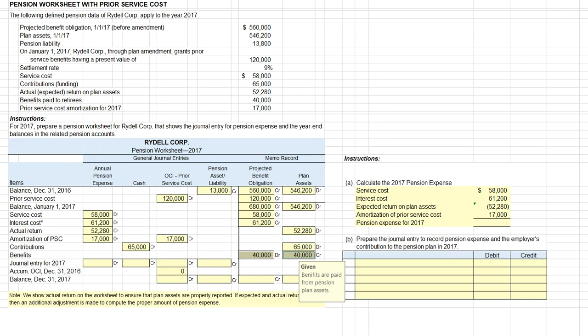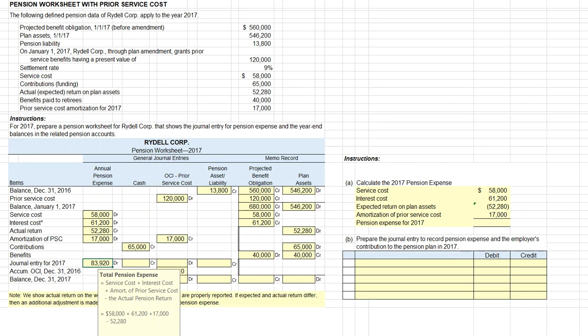Let's go ahead and take a look at our journal entry for the year. Our pension expense for the year will be our service cost of $58,000 plus our interest cost of $61,200 plus our amortization of prior period service costs of $17,000, and we will reduce that by our actual pension returns of $52,280. So for our journal entry, we are going to have a pension expense of $83,920.